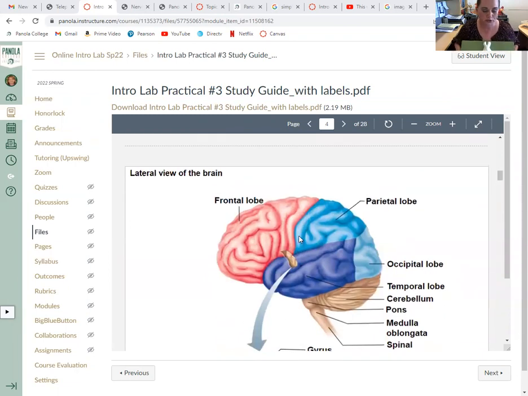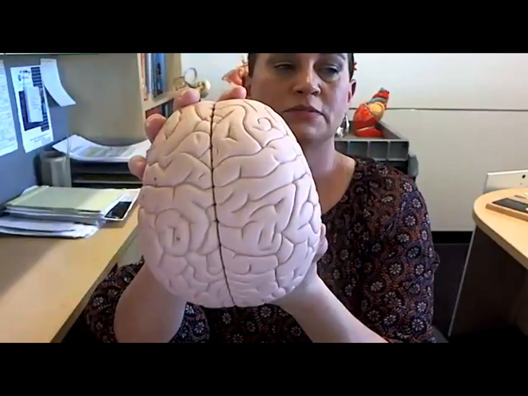Make sure you know the lobes of the brain. I forgot to cover that for y'all. The big areas of the brain are called lobes. I'm going to stop sharing for a second and go back to the picture. I meant to the model. So this is my brain.